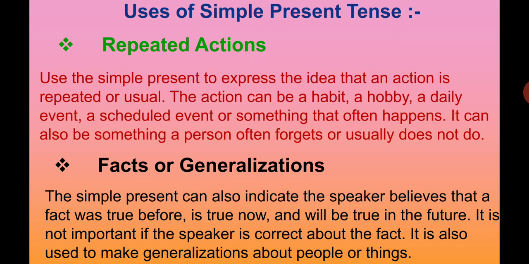The simple present tense can also indicate that the speaker believes the fact was true before, is true now, and will be true in the future. It is called a fact. It is not important whether the speaker is correct about the fact. It is also used to make generalizations about people or things. It means that the statement about the subject will be a fact. It will not change.